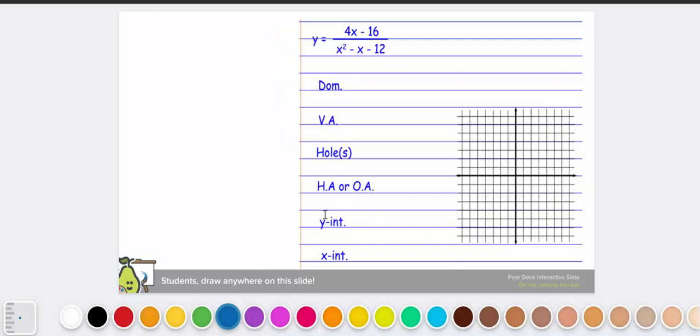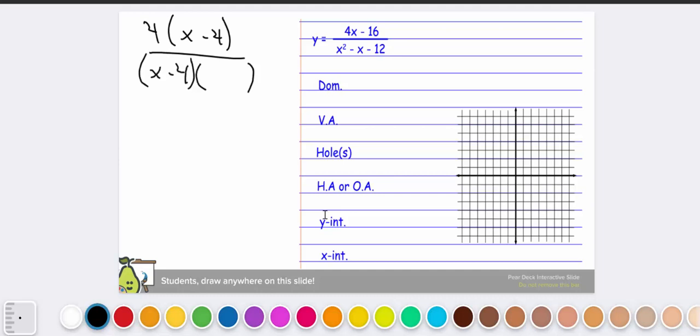Process is going to be exactly the same. Hopefully no surprises here. So 4 is a GCF. We got x minus 4 after that. In the denominator, I'm hoping for an x minus 4. And I should have one with an x plus 3. So first thing I'll do is say the domain, you are not allowed to be 4 and negative 3. So we're going to have a VA at x equals negative 3 because it's going to stay. The hole is going to be at x equals positive 4.